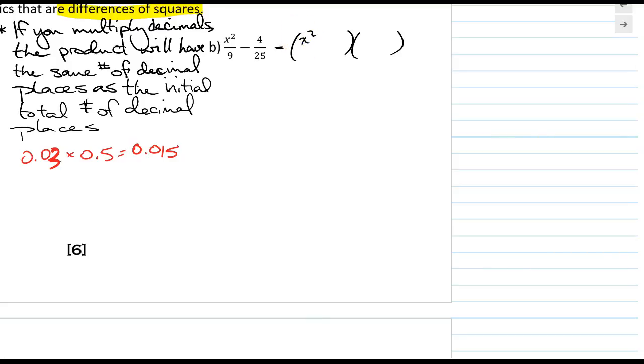So x squared becomes x, so x and x. The square root of 9 is 3, and then we add and subtract to get rid of that middle term. Square root of 4 is 2, square root of 25 is 5, 2/5.